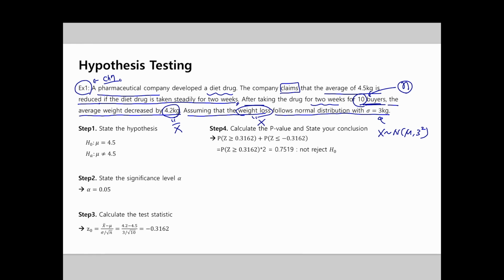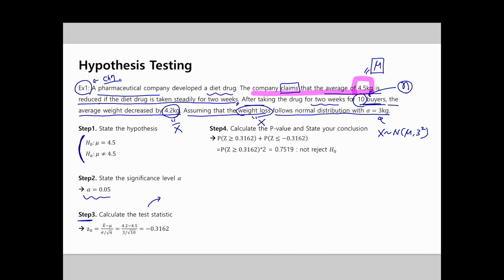In this problem, the pharmaceutical company claimed that their diet drug has an average weight loss effect of 4.5 kilograms. Therefore we can formulate the hypothesis as follows. In step 2, the significance level alpha equals 0.05.